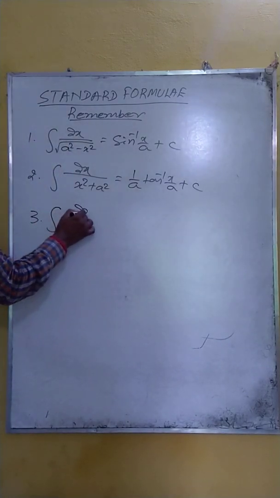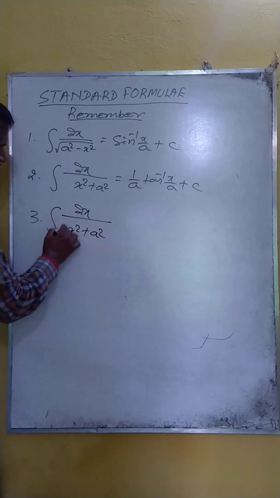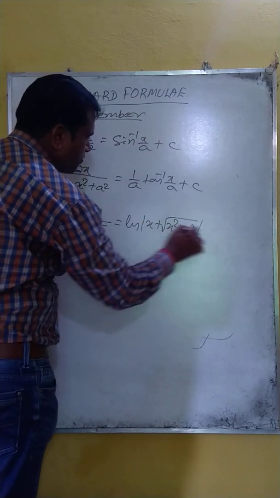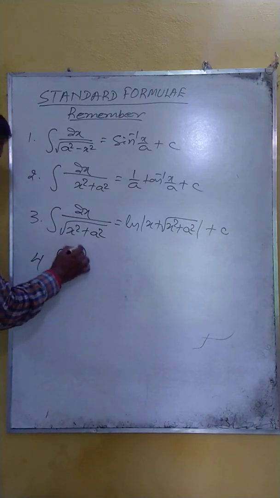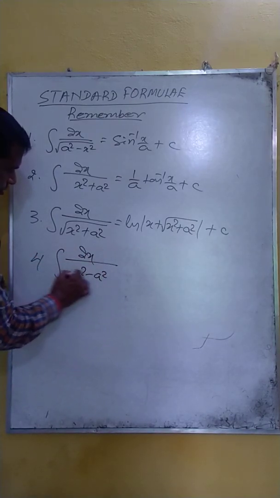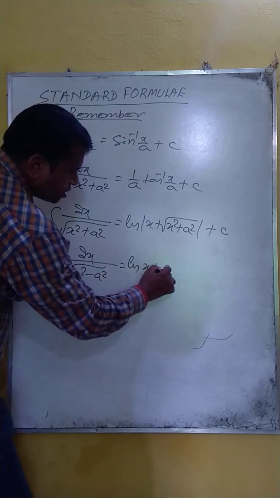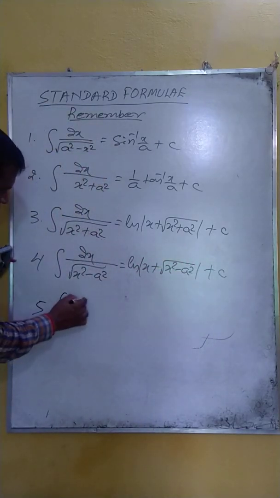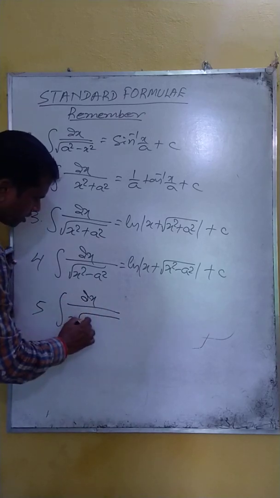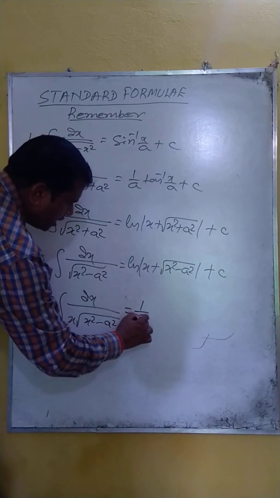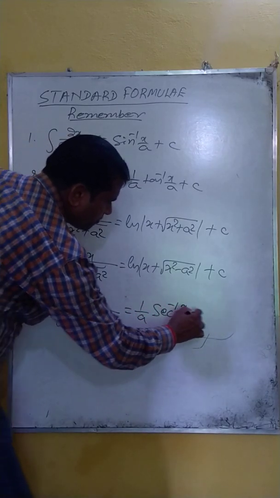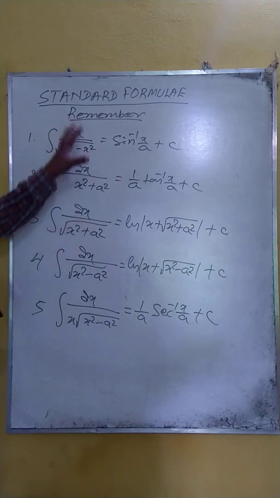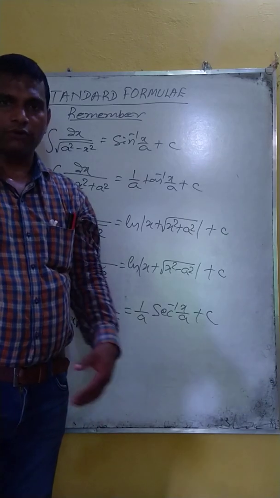Number 3: dx by root of x square plus a square, that equal to ln |x plus root of x square plus a square| plus c. 4: integral dx by root of x square minus a square, that equal to ln |x plus root of x square minus a square| plus c. Number 5: dx by x root over x square minus a square, that equal to 1 by a sec inverse x by a plus c. Okay, these are the standard formulas of this chapter, so remember them. Okay, thank you.